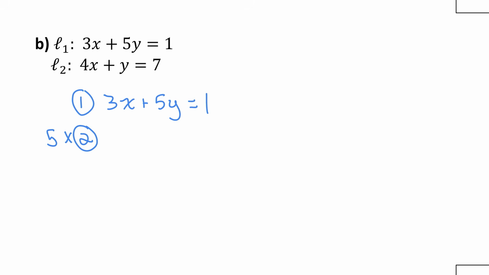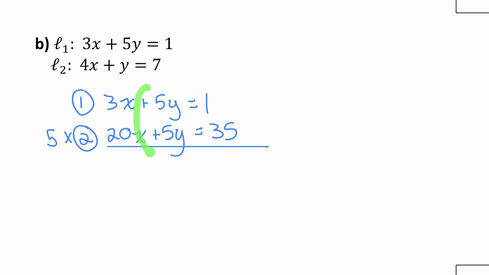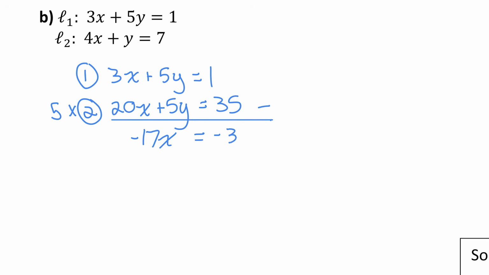So multiply all three terms by 5, which will give me 20x plus 5y equals 35. And now I need to figure out, should I add or subtract these equations? Since the coefficients of the y's have the same sign, I know that subtracting will eliminate the y's. When I subtract the x's, 3x minus 20x is negative 17x. 5y minus 5y is 0y. They eliminate. That's why we did that. And 1 minus 35 is negative 34.